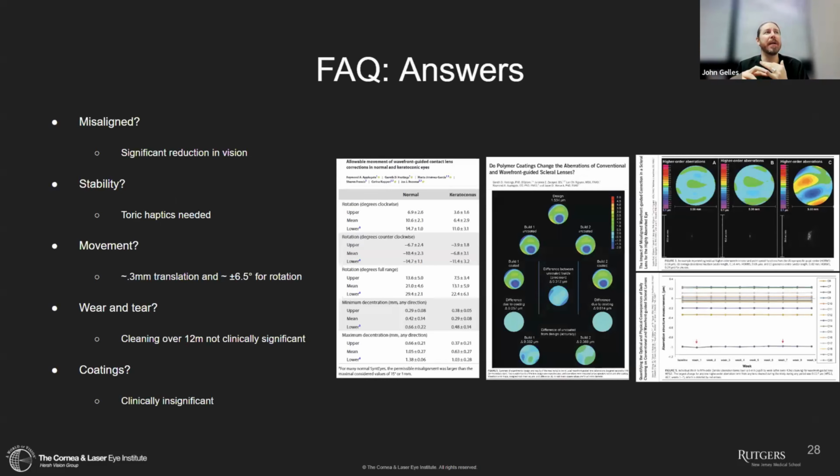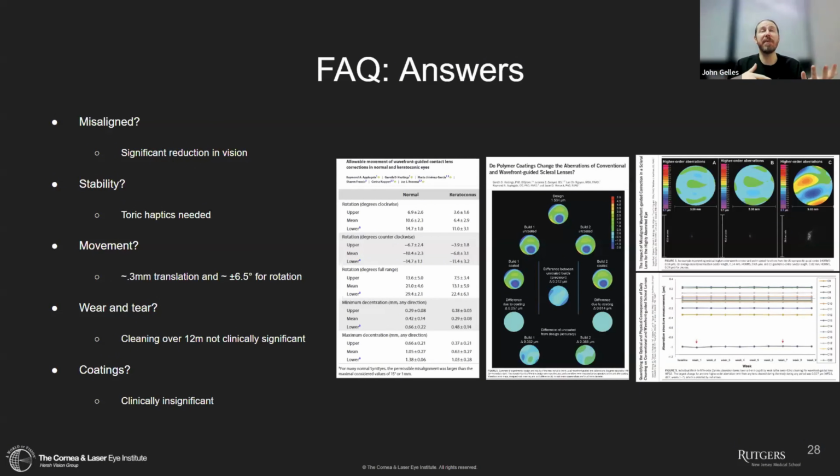We want to know a few different things. How important is movement, stability, alignment of these lenses? Well, we know that we need nearly perfect stability. So you need to be able to lock this lens into place on the eye. This is where your toric haptics, your quadrant specific haptics, or your freeform haptics on the backside of your lenses come in. Because if you can get that lens to fit very well on the eye, it's going to stay rotationally in the same position. It's also going to stay in the same lateral position as well.